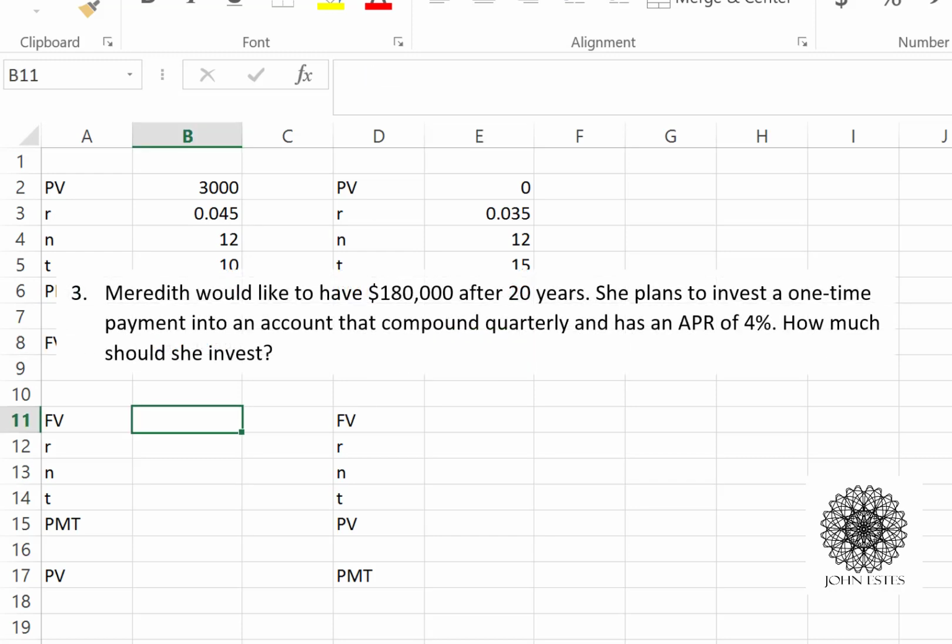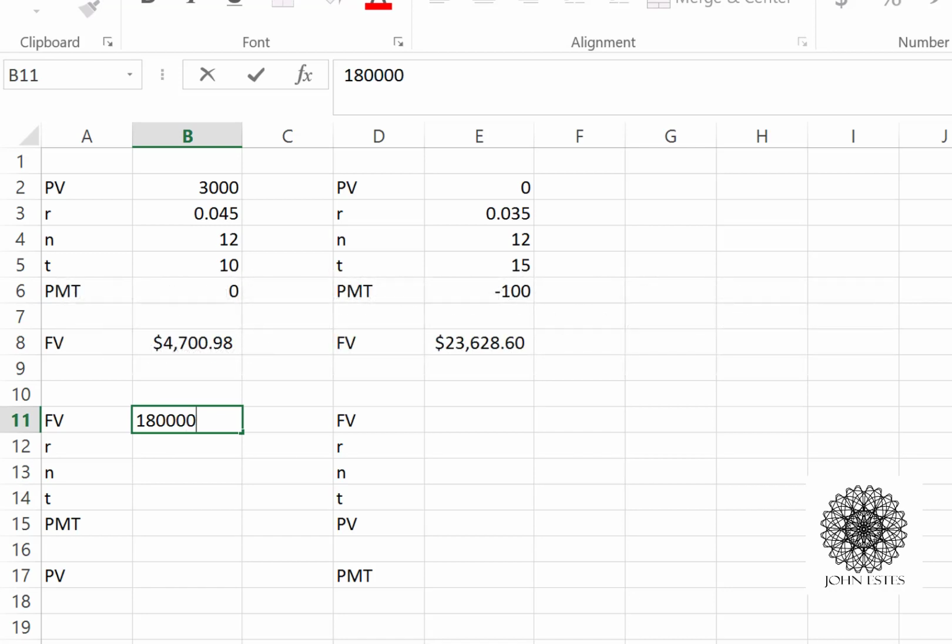Okay, so Meredith would like to have $180,000 after 20 years, and she's going to invest into an account that has a 4% interest rate that compounds quarterly. What does her initial investment need to be? What's the present value required to end up with $180,000? Okay, so she wanted $180,000 and the rate was 4%, so 0.04. And it compounds quarterly, so that means it compounds 4 times a year, and she's going to have it there for 20 years and with no payments. She's not putting any payments in. How much does she need to invest initially to end up with the $180,000 that she needs?